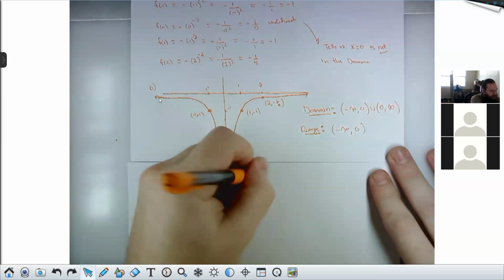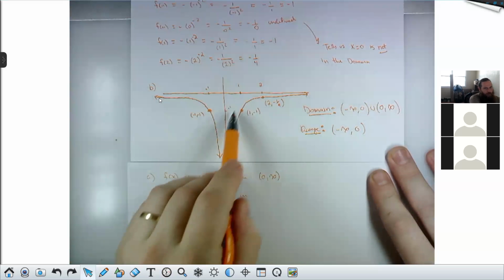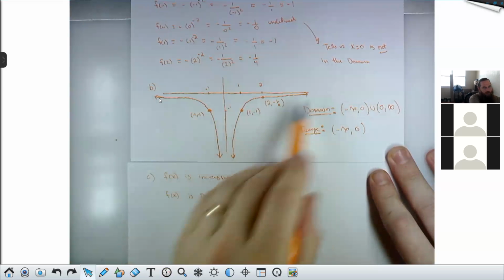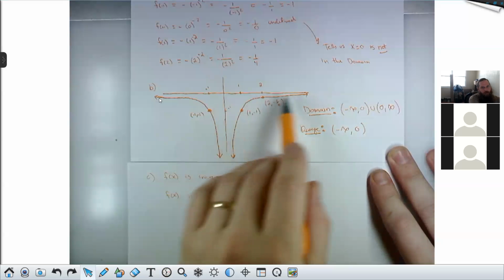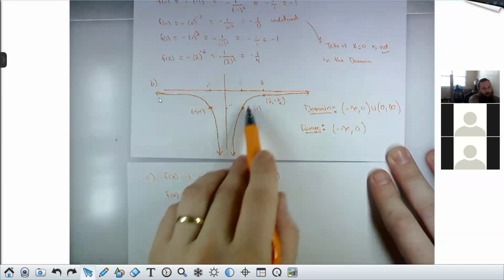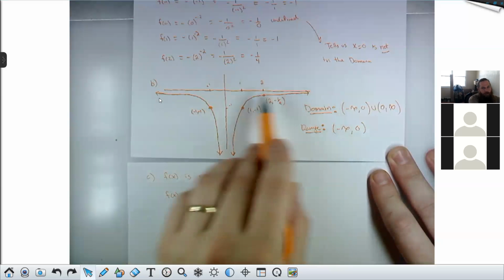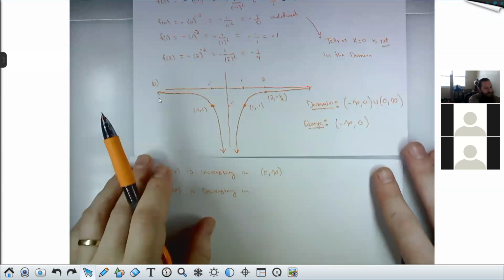Kendra's got it. We are increasing everywhere along here. So the x values for which we are increasing are 0 to infinity, right? Everywhere along this part of the graph, we are increasing, which means we're increasing from 0 to infinity, not including 0. Where are we decreasing?